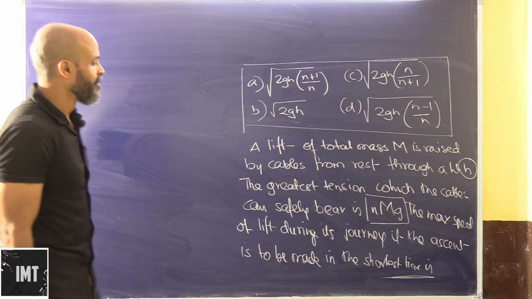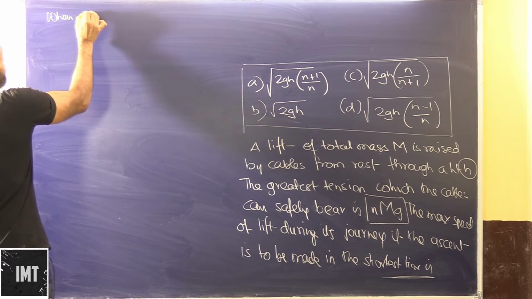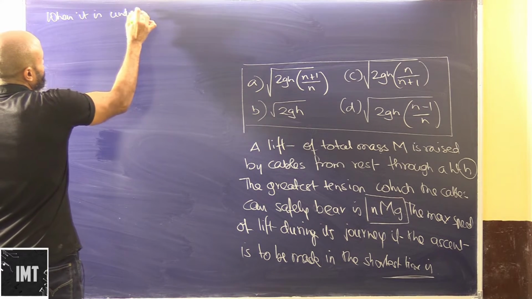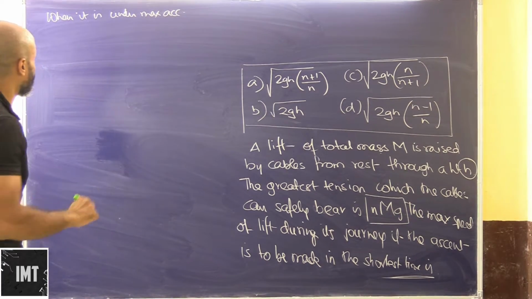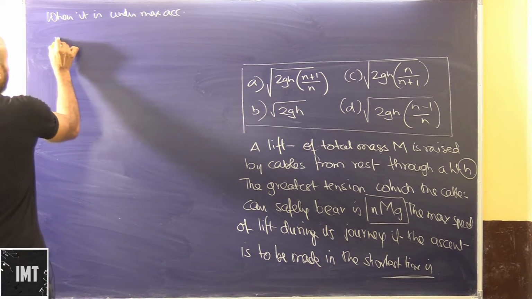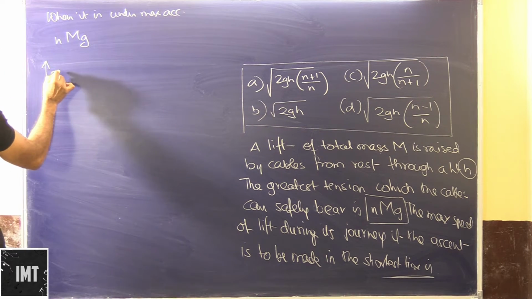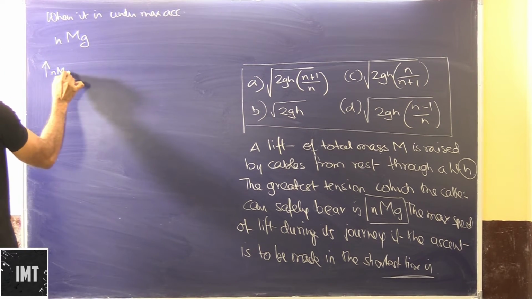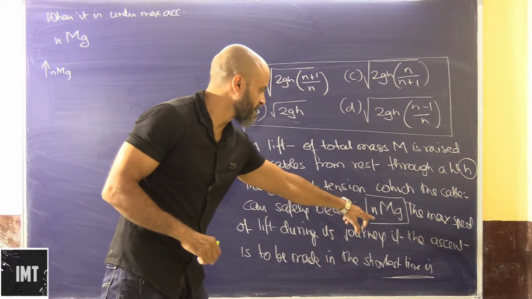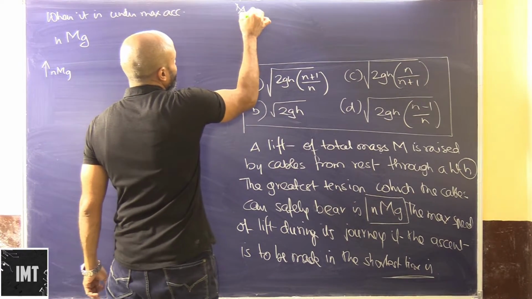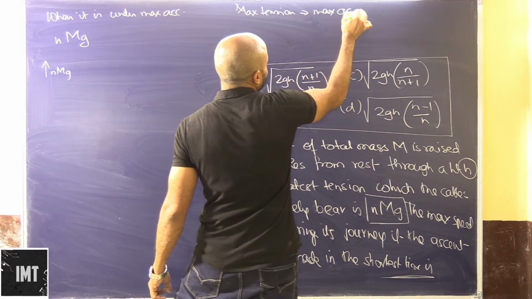Okay, now when the lift is under maximum acceleration, so maximum tension is nmg. It is going up, right? This lift is going up with nmg, which the cable can safely bear. This is the maximum tension. So this maximum tension will actually result in maximum acceleration.